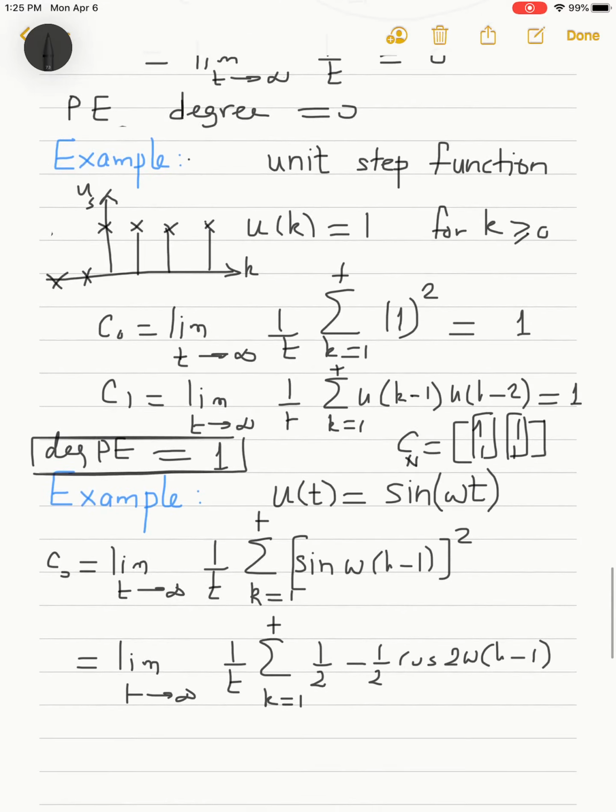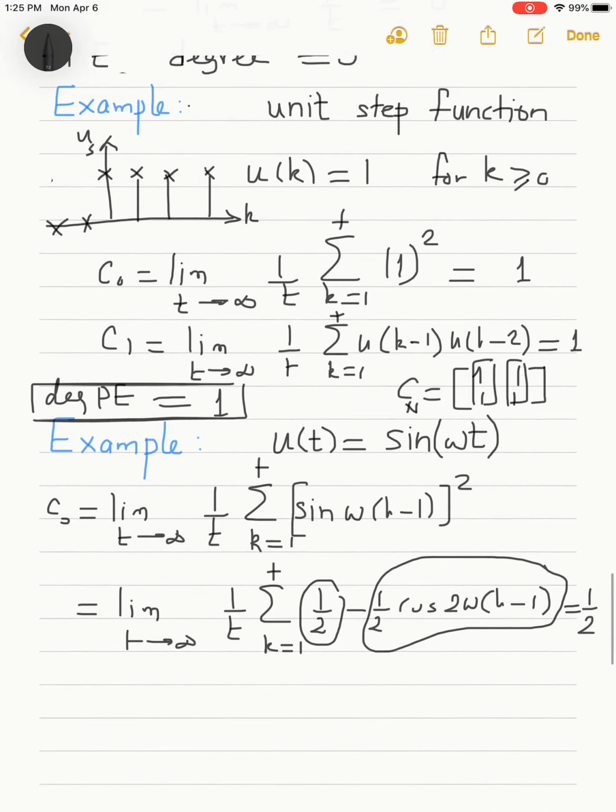We know that for the cosine of twice the angle, if you take the summation over a large number of points, then that summation, since the cosine function is symmetric around the time axis, will be equal to 0. That means I will end up taking only the summation of 1/2 from 1 to t, and that will give me 1/2 times t, but t will cancel out with the 1 over t, so the result would be just 1/2. So this is the value of the coefficient C0.